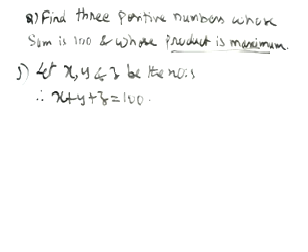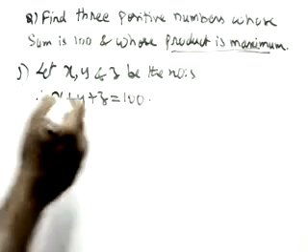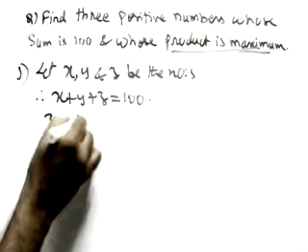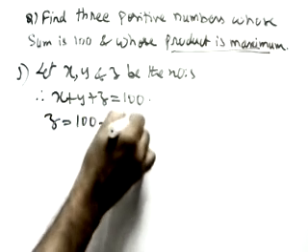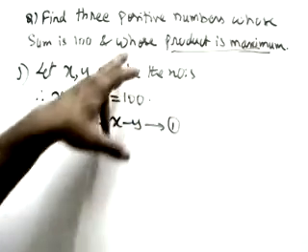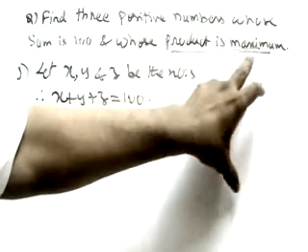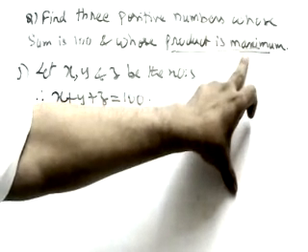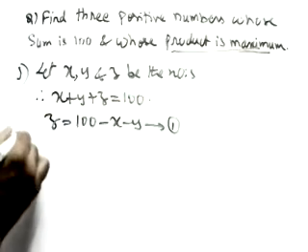Let me find z from here. How to find z? Take the two numbers x and y. So z equals 100 minus x minus y. Note this as 1. Now what is given here? Whose product is maximum. Whatever the maximum or minimum, we have to find.